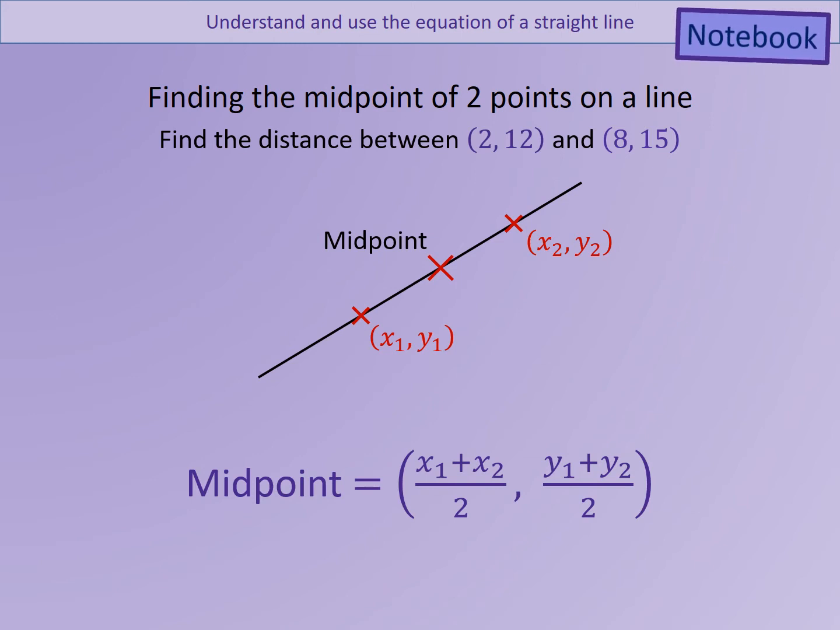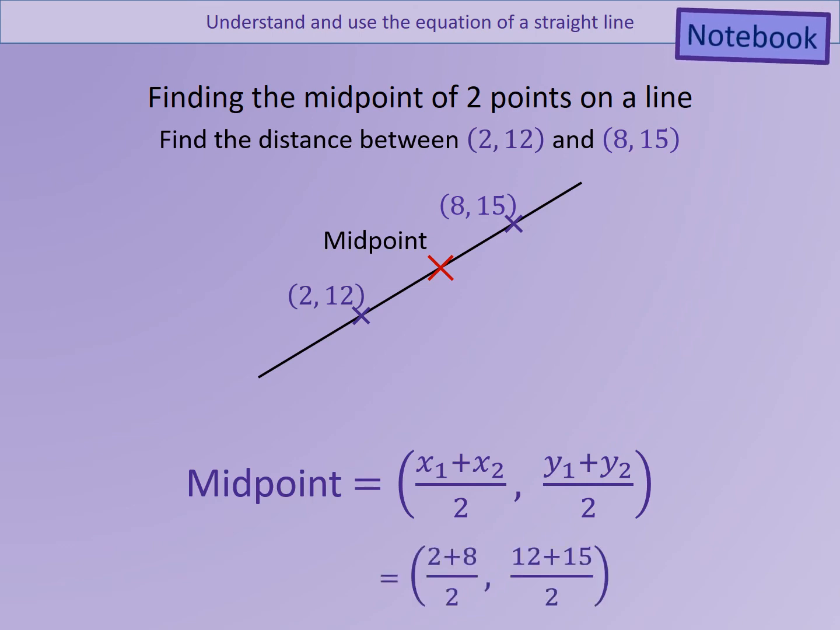So here's an example, (2, 12) and (8, 15). I've replaced those 2 coordinates on my line, and my job is to find where the middle of those 2 coordinates would be. So at the bottom of this screen, I've replaced x1, x2, y1, y2 with the relevant numbers, and then it's just a case of performing the calculation and coming up with a midpoint of (5, 13.5).